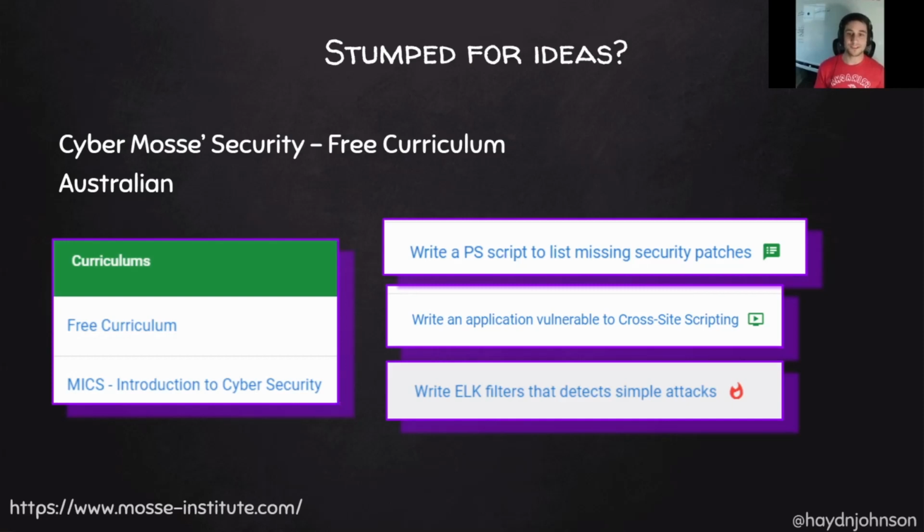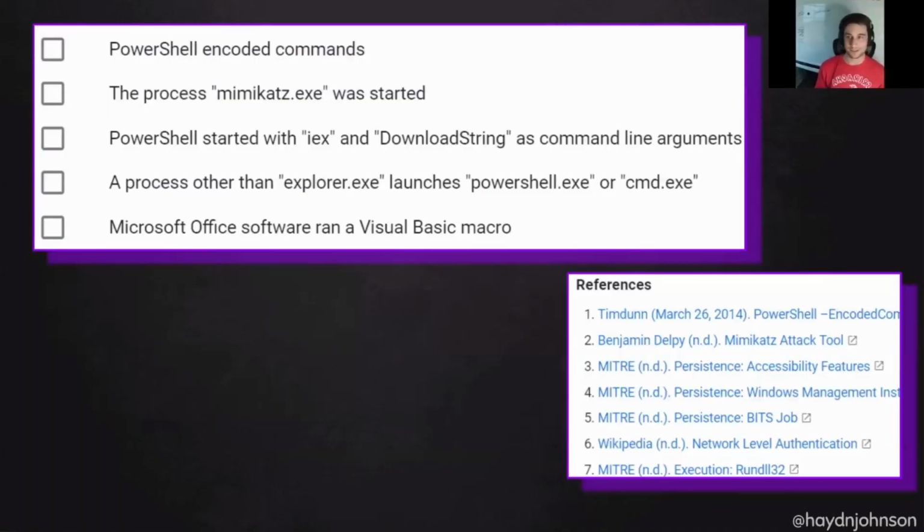So there's one such as write a PowerShell script to list missing patches, which then you learn about sort of people's code they've written, how they do it, and you sort of use parts of it, which is pretty cool. The write an application vulnerable to cross-site scripting, I haven't done, but I might do it out of interest. And then my favorite, or at least for this talk, was write ELK filters that detect simple attacks. So I've got 8 minutes, I should be good.